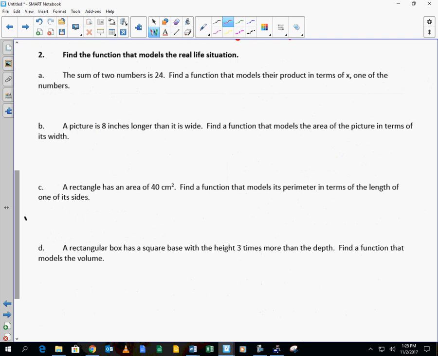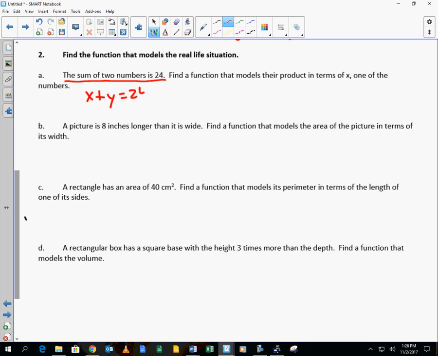Now, let's practice that aha moment, because it's not easy to come up with, but I'm going to give you some ideas that can kind of assist you, okay? So we're not going to solve these problems. We're simply going to model them as a function. So it says the sum of two numbers is 24. Find a function that models their product in terms of x, one of the numbers. So this sounds complicated. Let's try to dissect it. We start here. Sum of two numbers is 24. Give me an equation that says sum of two numbers is 24.